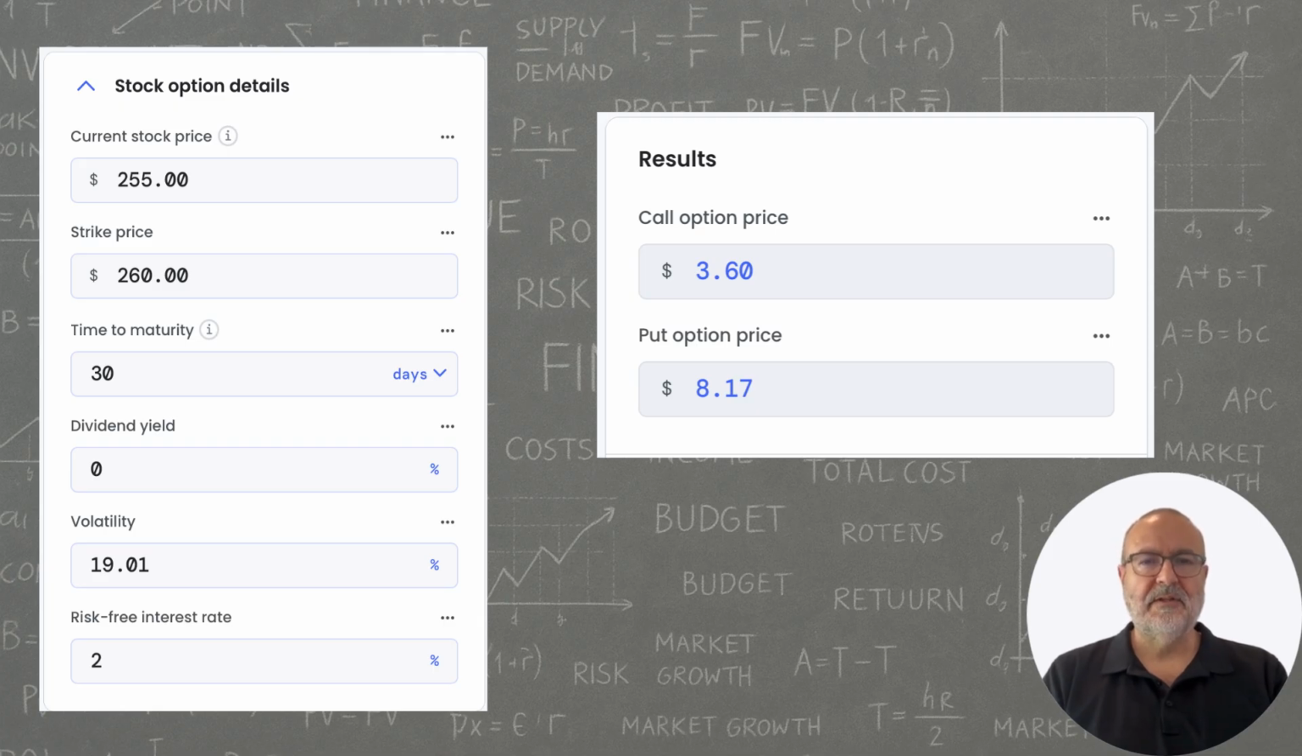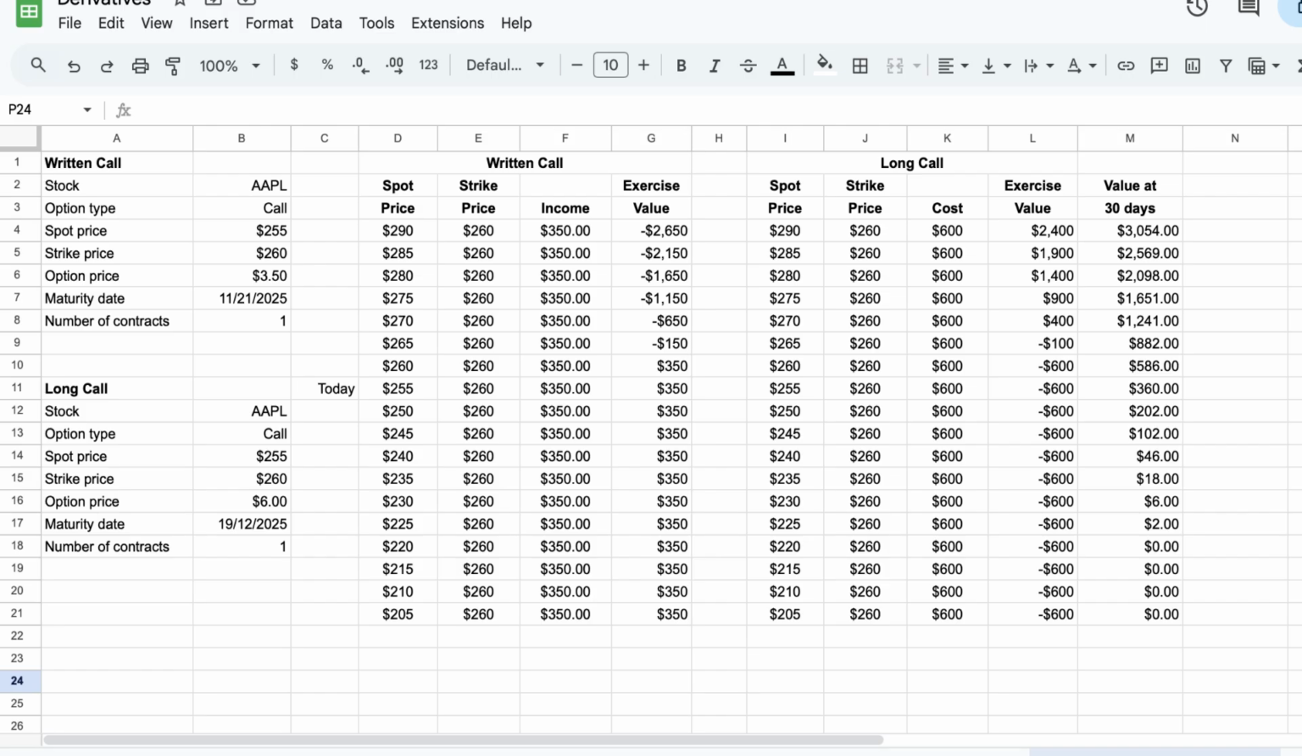The next step is to calculate the price of the long call option for different spot prices in our scenario analysis for the same 30 days maturity. Notice the column M. Using the online Black & Scholes calculator, we calculated the price of the long call option for different spot prices in our scenario analysis for the same 30 days maturity.